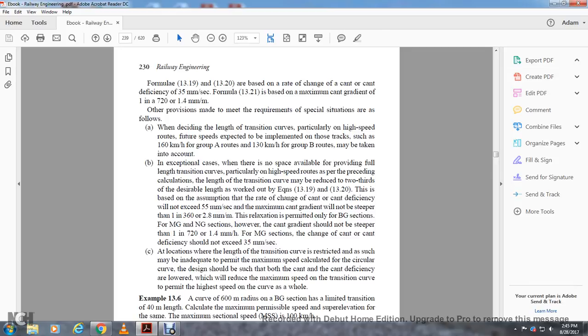In an exceptional case where no space is available for providing the full length of the transition curve, particularly on high-speed routes, the length of the transition curve calculated as above may be reduced to two-thirds of the desired length worked out by equations 13.19 and 13.20.